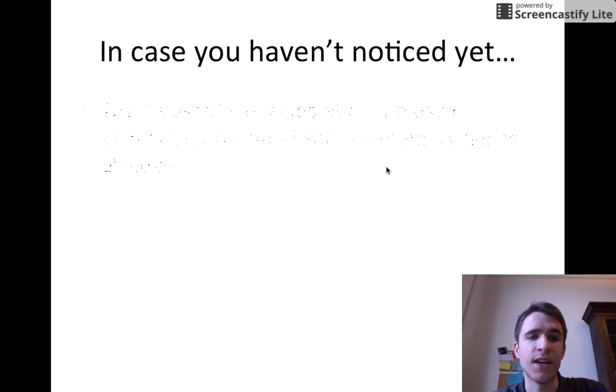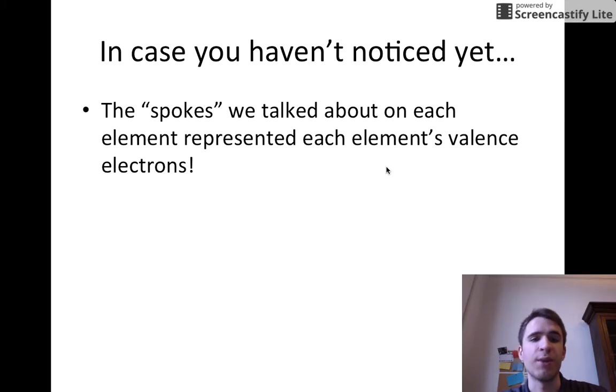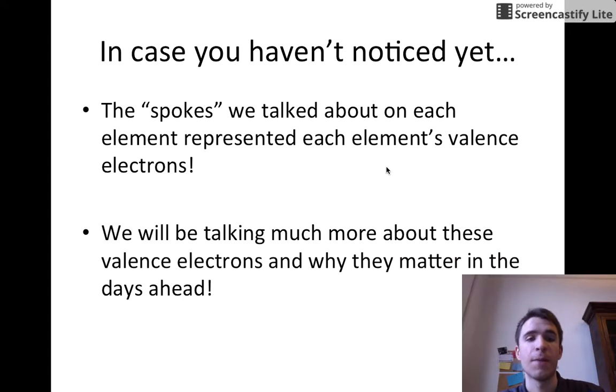In case you haven't noticed yet, guys, the spokes we talked about on each element at the beginning of this unit represented each element's valence electrons. So you organized the elements at the beginning of this unit based on their number of valence electrons without even realizing it. We'll be talking much more about these valence electrons and why they matter in the days ahead, so stay tuned.